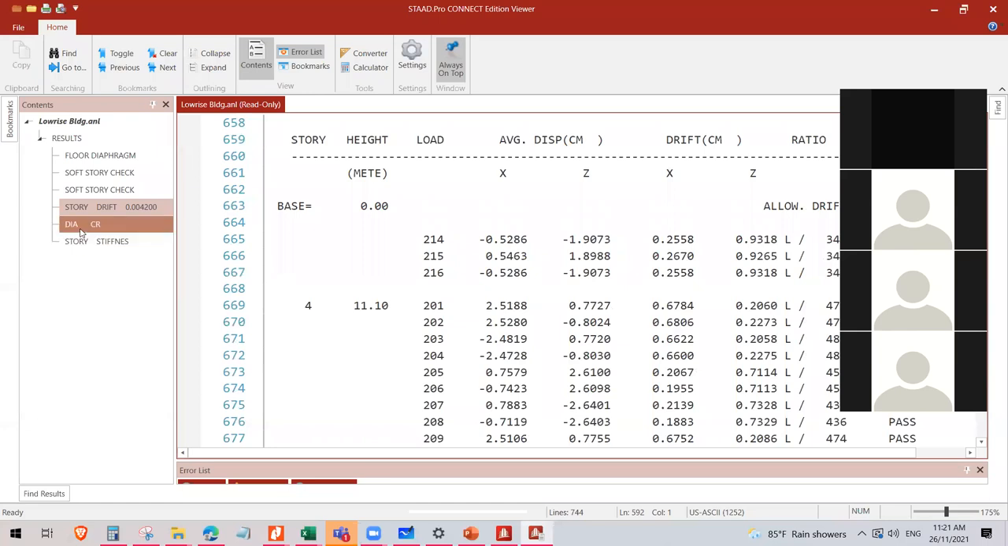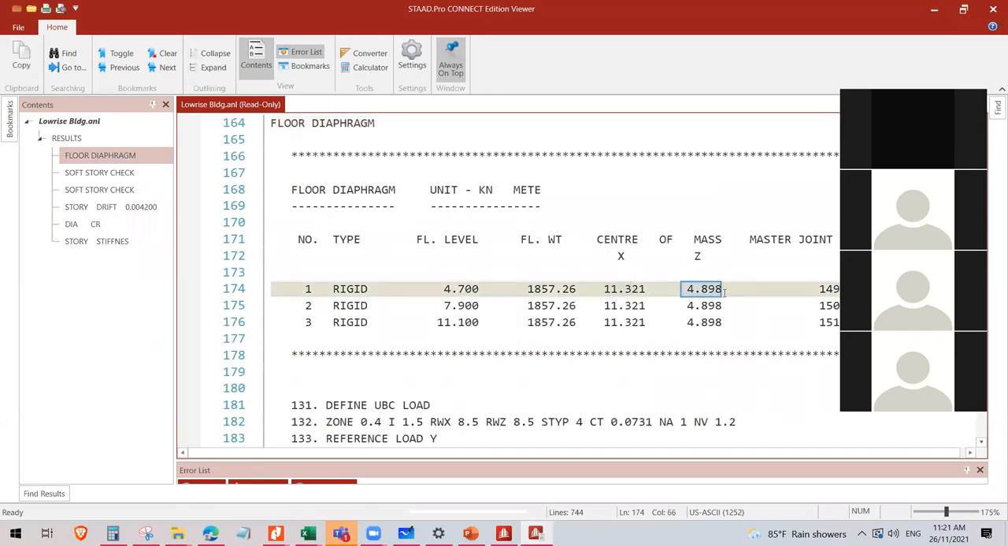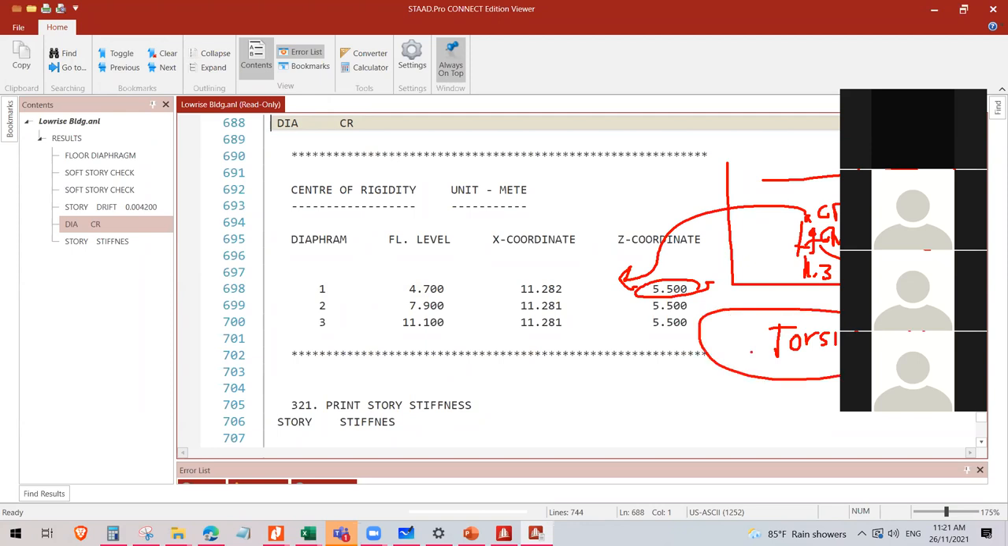So, yan. Then, center of rigidity. Nakita nyo? Compare mo sa center floor diaphragm na ito, 11.2 and 5.5. Ito, 11.3, almost 5. So, that means yung ating center of mass and center of rigidity ay halos same sila ng location. So, ito, 11.2, 5.5. Yung center of mass natin, 11.3 eh, di ba? Tsaka 4.9. Ano lang naman, 0.6 difference lang. So, that means, I'm pretty sure, yung eccentricity na yan is yung 0.05 accidental eccentricity. Okay? So, this is an assurance na walang torsion gaano yung ating structure. Okay?